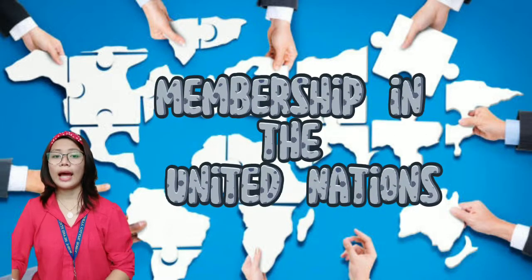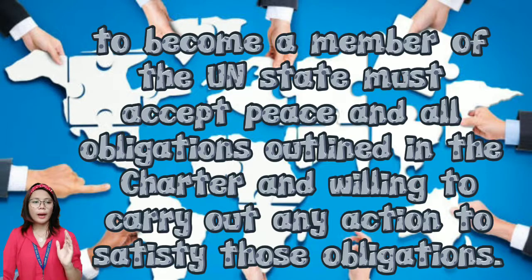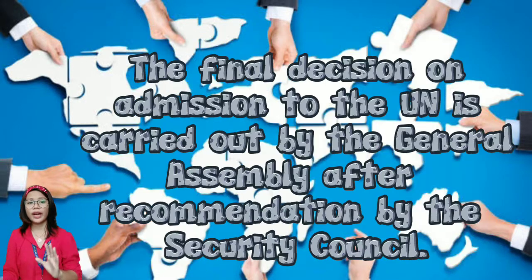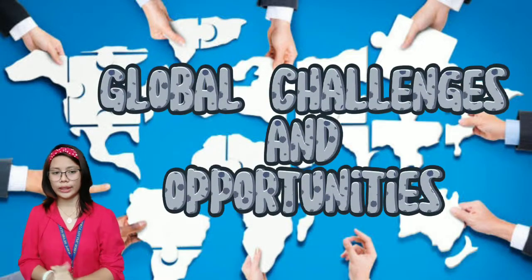If you are asking how to be a member under the United Nations, to become a member, a state must accept peace and all obligations outlined in the Charter and be willing to carry out any action to satisfy those obligations. So the final decision on admission to the UN is carried out by the General Assembly after recommendation by the Security Council. Okay, the global challenges and opportunities.